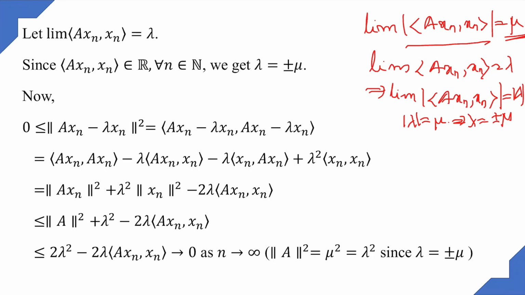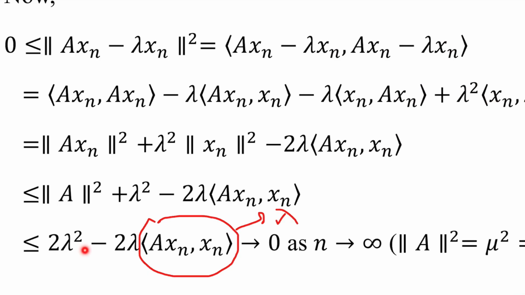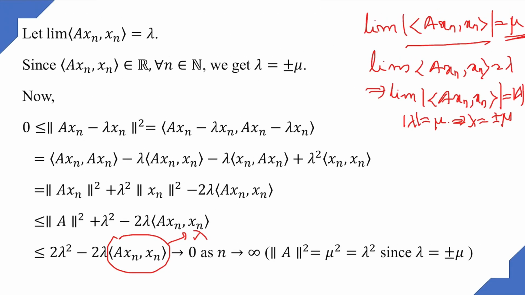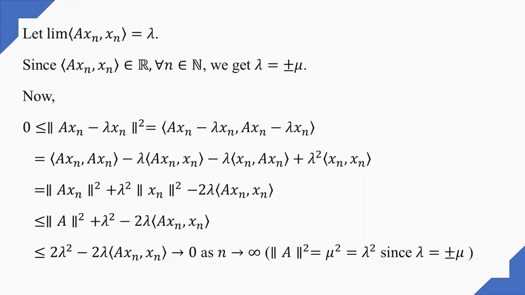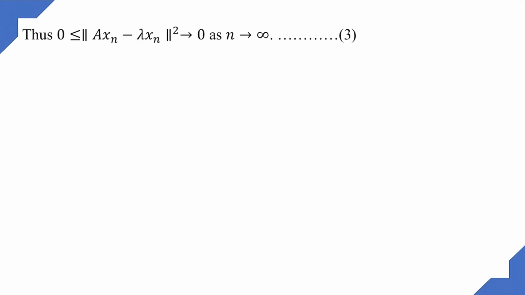And we know that as n goes to infinity, inner product of Axn, xn goes to lambda. So together this converges to 2 lambda squared minus 2 lambda times lambda, which is 0. So we have norm of Axn minus lambda xn, squared, converges to 0 as n goes to infinity.